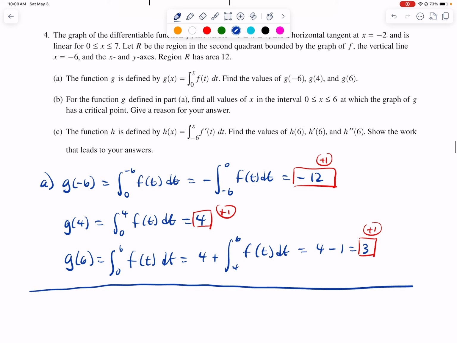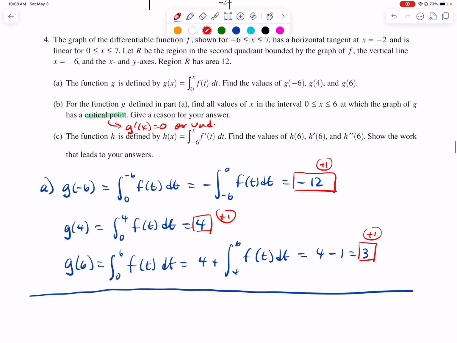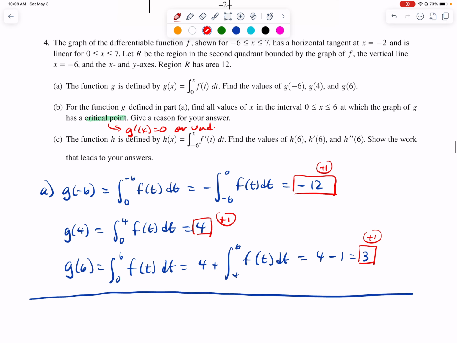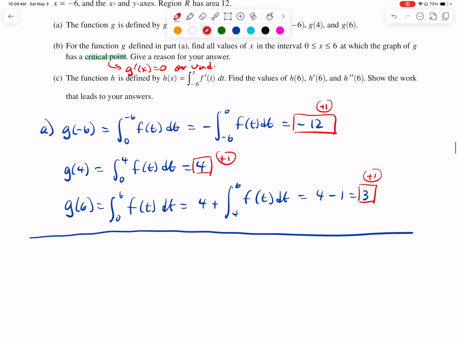B, for the function g defined in part A, find all the values of x in the interval from 0 to 6 at which the graph of g has a critical point. Give a reason for your answer. So critical points come from where your derivative, in this case g prime of x, is equal to 0 or undefined. And we care about those, of course, because that's potentially where we have mins and maxes. It doesn't look like it's asking for that, but that's where they would occur if the question was just a little bit different.